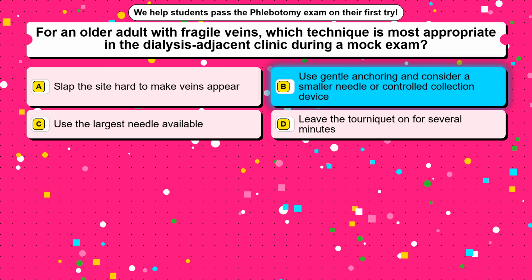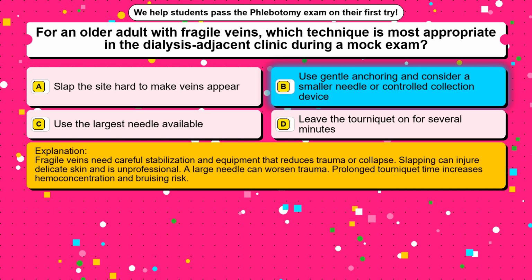Use gentle anchoring and consider a smaller needle or controlled collection device. Fragile veins need careful stabilization and equipment that reduces trauma or collapse. Slapping can injure delicate skin and is unprofessional. A large needle can worsen trauma. Prolonged tourniquet time increases hemoconcentration and bruising risk.